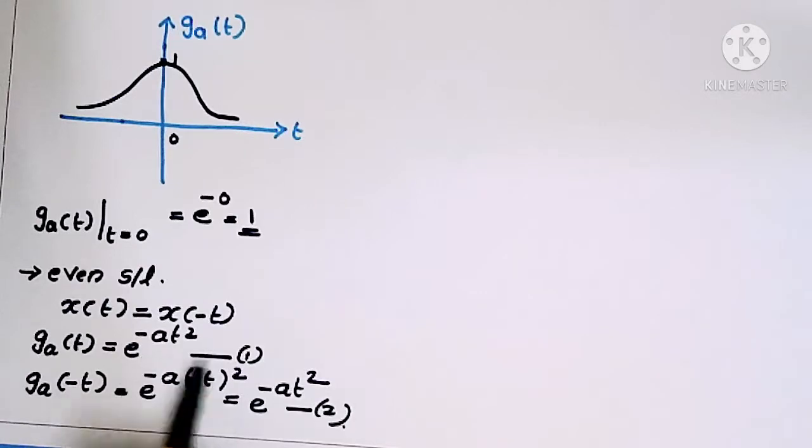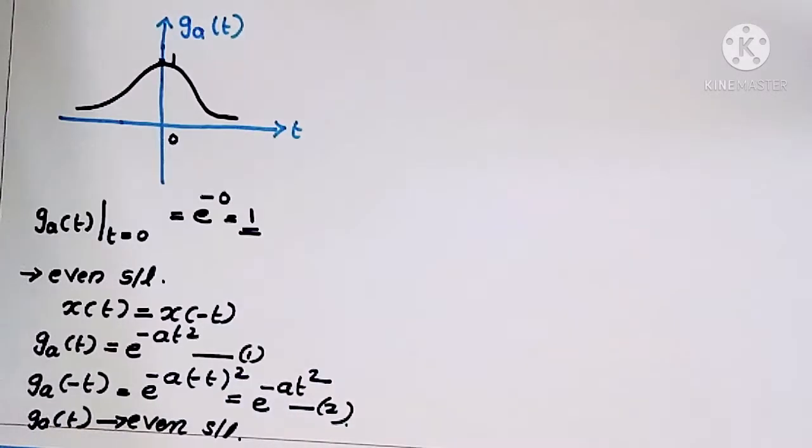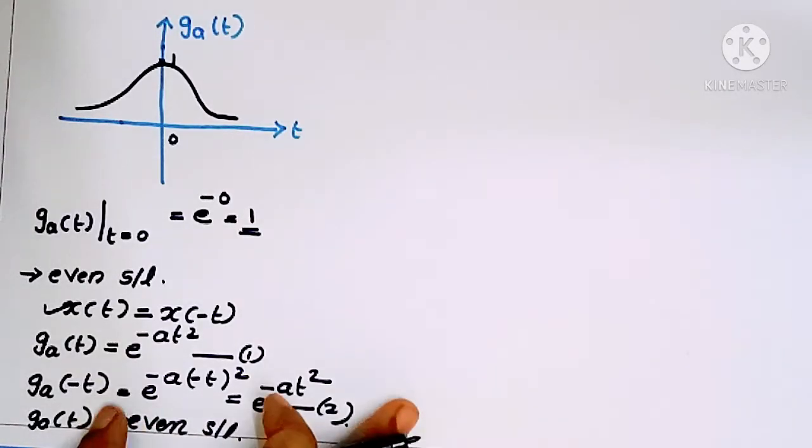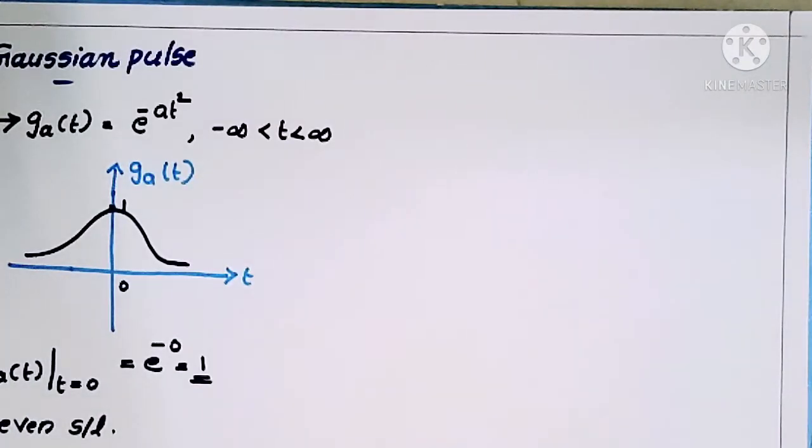If you compare equation number 1 and equation number 2, both are equal. Ga of t is equal to e raised to minus a t square, and Ga of minus t is equal to e raised to minus a t square. So if you compare these two equations, you will get that Ga of t is an even signal, because this signal satisfies the condition that x of t is equal to x of minus t. So we can say the Gaussian pulse is an even signal. So these are the details about a Gaussian pulse.